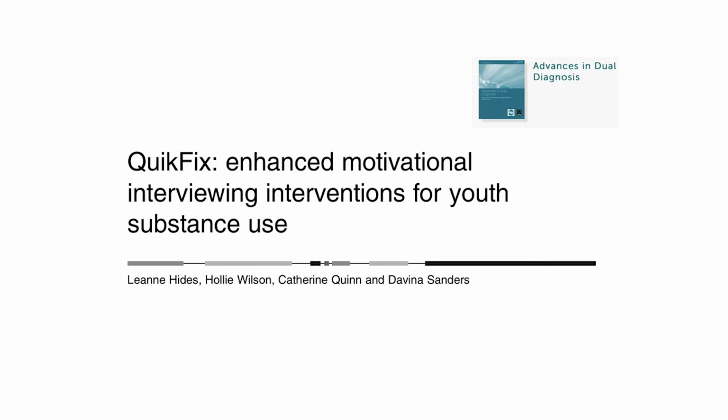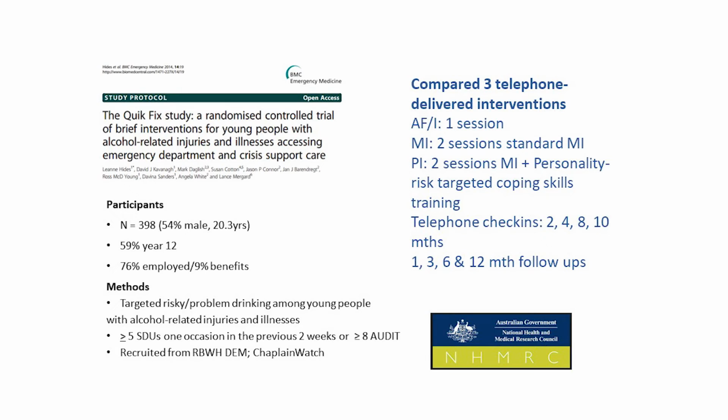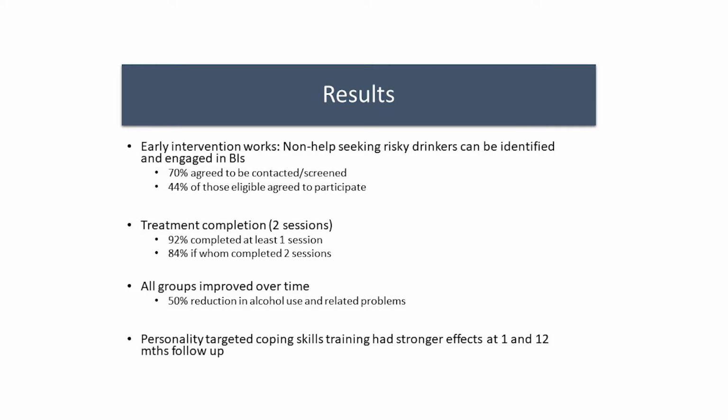So yeah, they've published on this. They have found some good evidence for alcohol and cannabis for young people at 1, 3, 6, and 12 months follow-ups, and they've had really good retention in the study as well, which is really pleasing. And all groups have improved over time. 50% reduction in alcohol use and related problems. And personality targeted coping skills had stronger effects at 1 or 12 months follow-up.